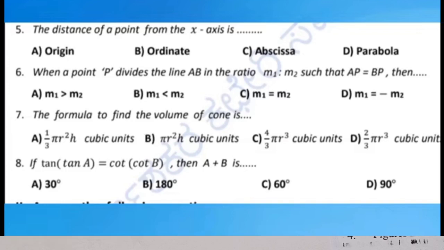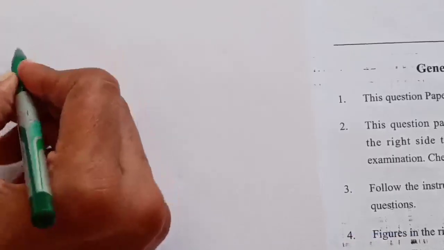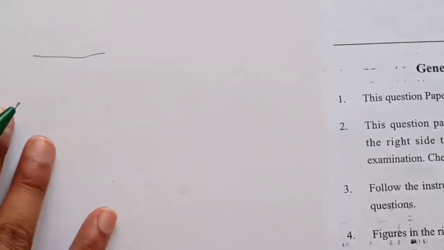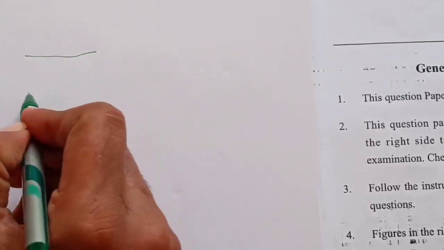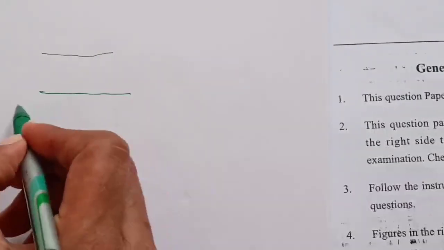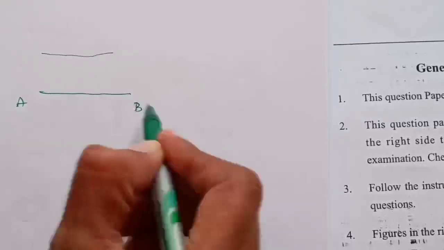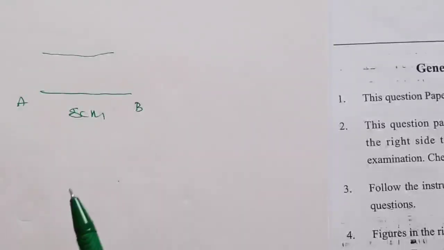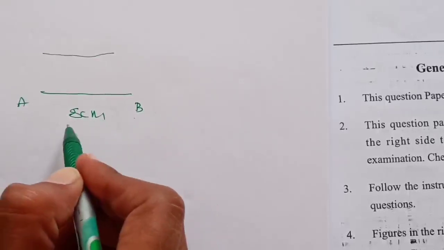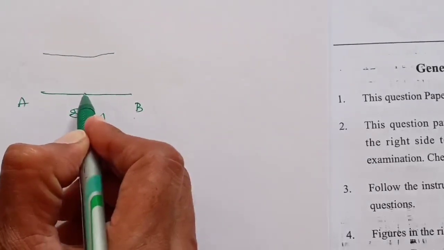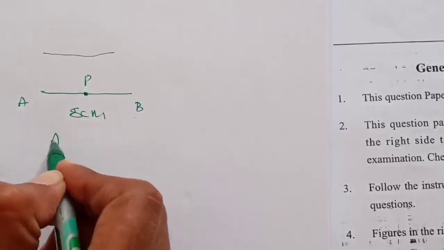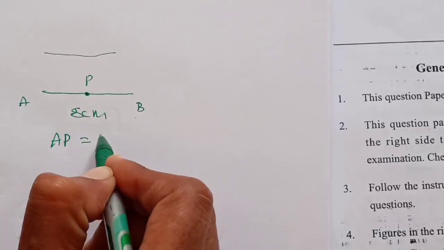So the next question is, when a point P divides the line AB in the ratio M1 is to M2 such that AP equals to BP, then 4 options they have given. So I think just observe this. Children, AB is a line. Okay, let me just write AB is a line. Now AB is a line. This AB line, let me call this AB as 8 centimeter, for example. I am saying, children, this AB line has been divided at the point P.